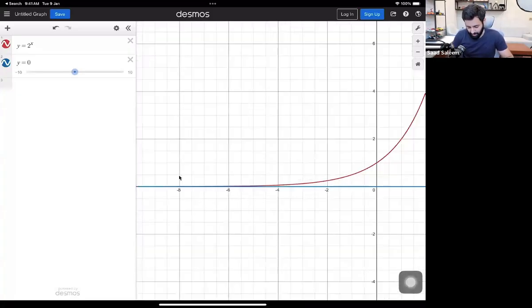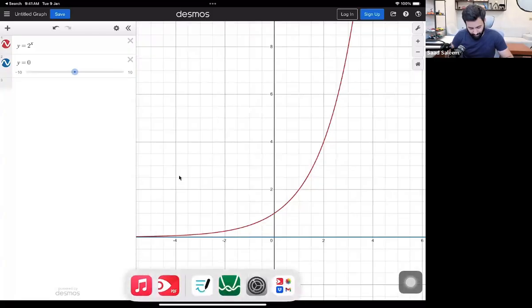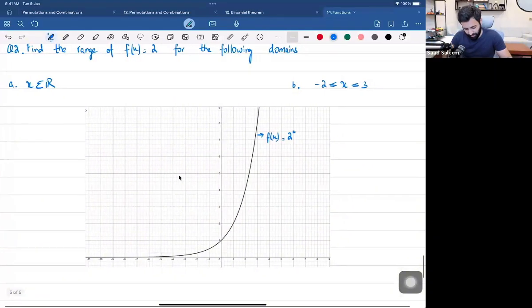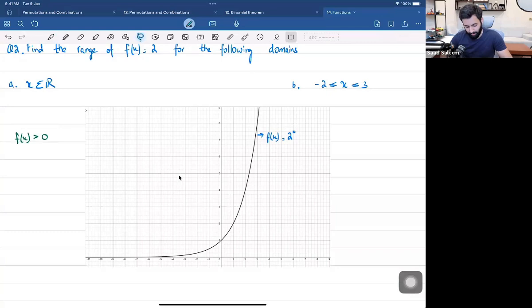So keeping this graph in mind, although Fajr has already answered the question, can you now make sense why the range of this graph will be f of x is greater than 0? We're not even going to say f of x is greater than or equal to 0. We're going to say f of x is greater than 0, and that's it. So if you were thinking we would say f of x is greater than or equal to 0, or f of x belongs to the set of all real values, that's not correct. Just because the domain is all real values does not mean that the range will also be all real values.